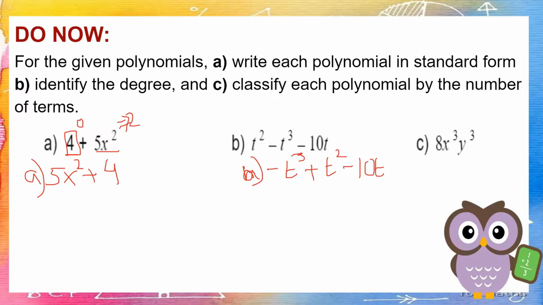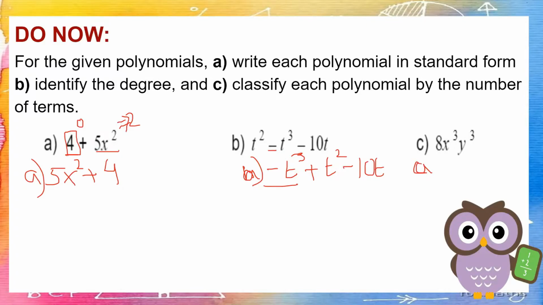I liked how both of you said negative t to the 3rd power. You have to carry the sign with you. Whenever you move a term, you have to look at the sign that it has in front of itself, okay? So that is the standard form. How about this one?